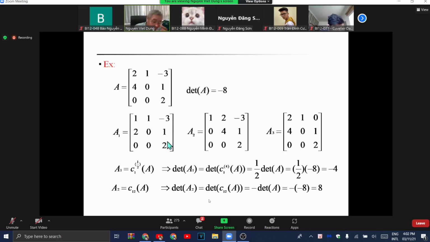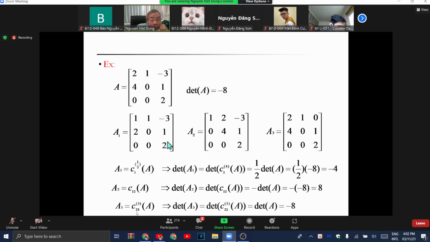Next, A2 is obtained from A by exchanging the first two columns here. The first column now becomes the second column, and the second column now becomes the first column. So because of that, the determinant of A2 will be minus the determinant of A, meaning the determinant of A2 equals 8 here. Last, A3, not so easy to see.